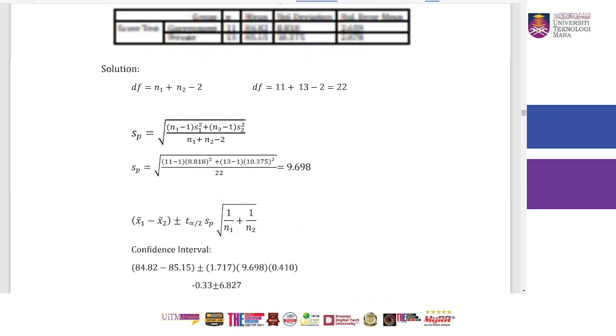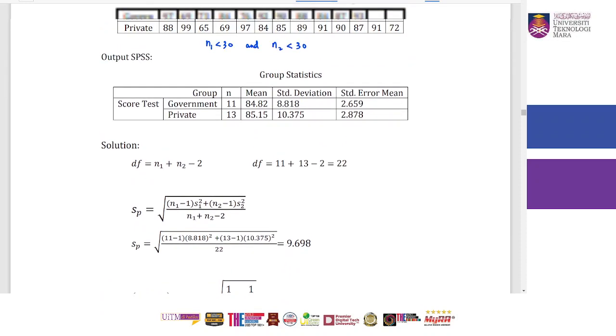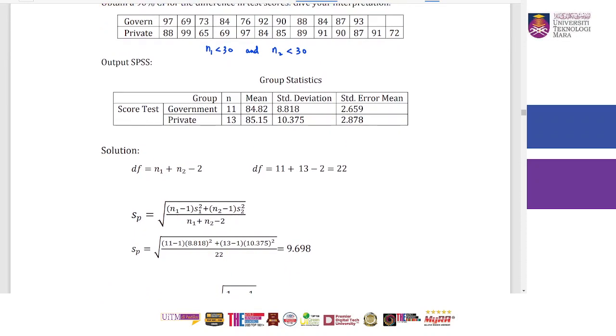So given the formula and the output for the score test, you get the value for the mean, and also for the standard deviation and the standard error. Remember, we are not going to use the standard error, because you need to recalculate it. So from this information, you know that the value of x1 bar minus x2 bar will be 84.82 minus 85.15, or vice versa, depending on how you want to do it.